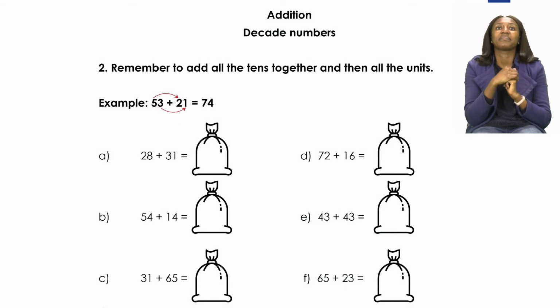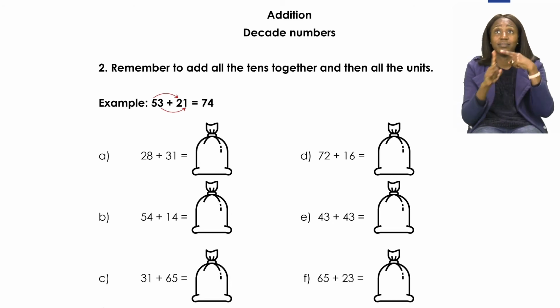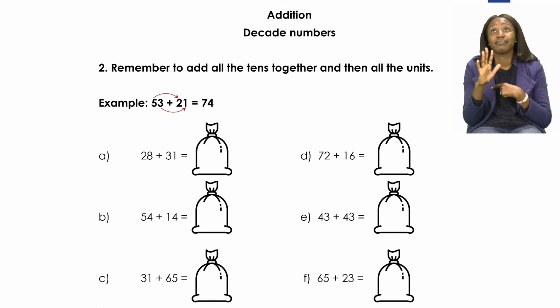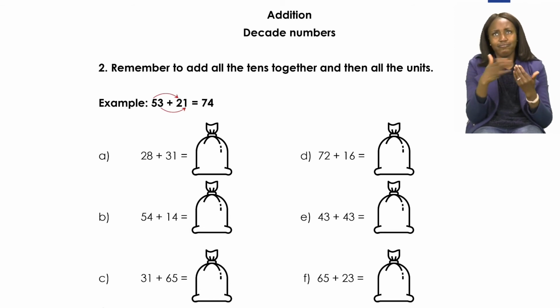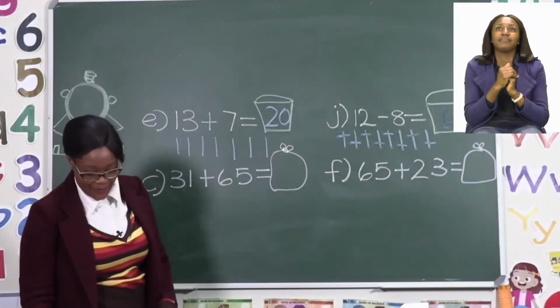The bottom is now asking for addition, but not just any addition, boys and girls. We're going to be using our decade numbers. Now remember, you must add all the tens together first before the units. If you do that, then your answers will be simple. Let's try and do C and F together.